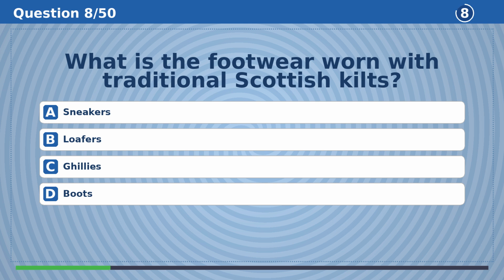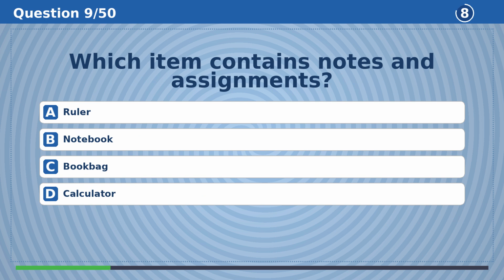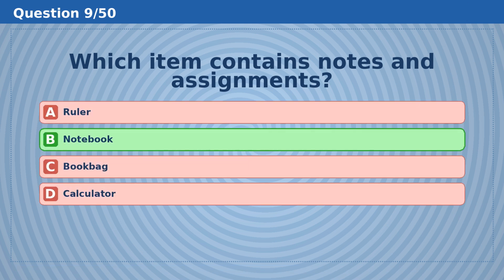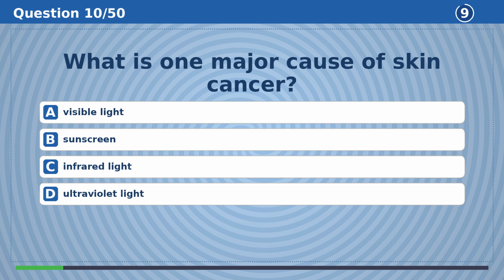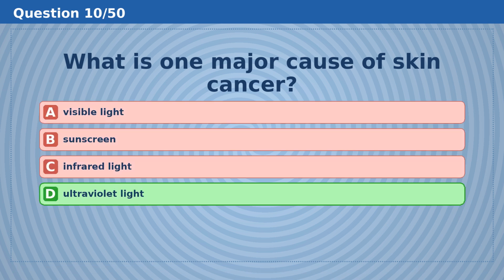What is the footwear worn with traditional Scottish kilts? The answer is B. Loafers. Which item contains notes and assignments? The answer is B. Notebook. What is one major cause of skin cancer? The answer is D. Ultraviolet light.